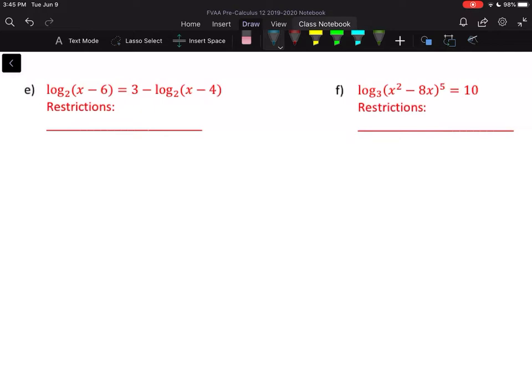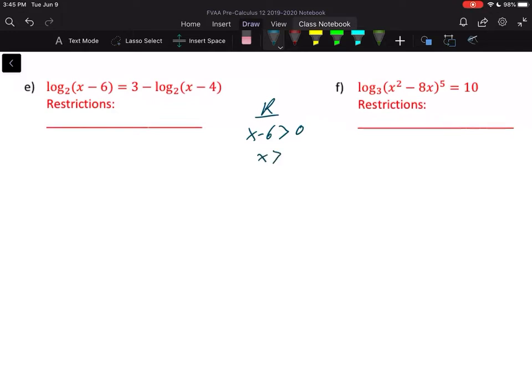First, we got to figure out our restrictions here. For our restriction work, it says that x minus 6 must be greater than 0. And so x must be greater than 6, and then x minus 4 must be greater than 0. x must be greater than 4.